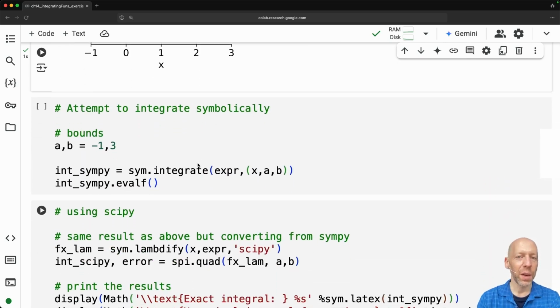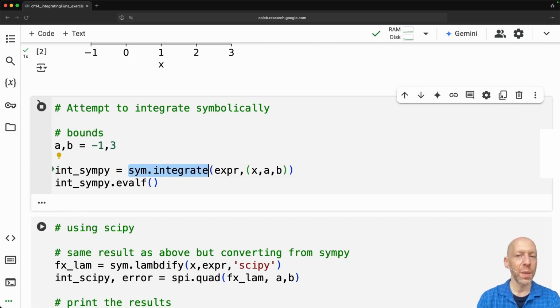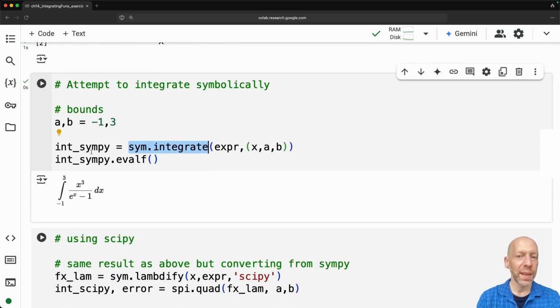Okay, so here we are attempting to integrate this analytically using SymPy. And you can see that I use sym.integrate, so the syntax here is correct. But when we look at the output, it is simply the input, right? So this is what we want. We want SymPy to solve this integration, but it doesn't actually solve the integration.